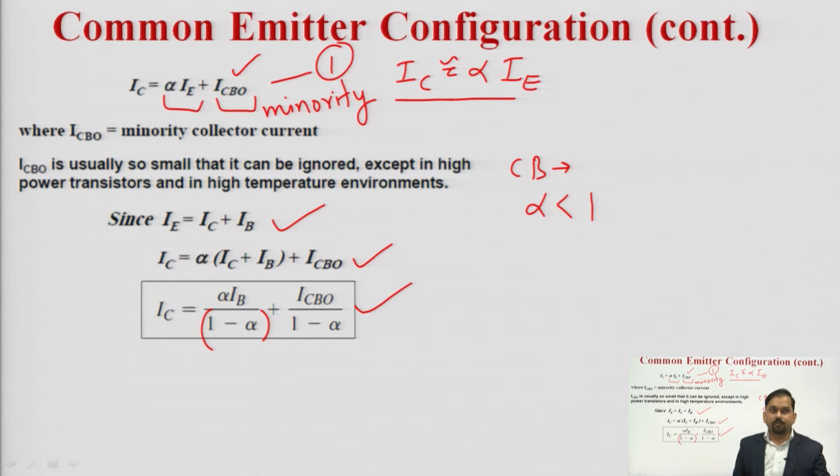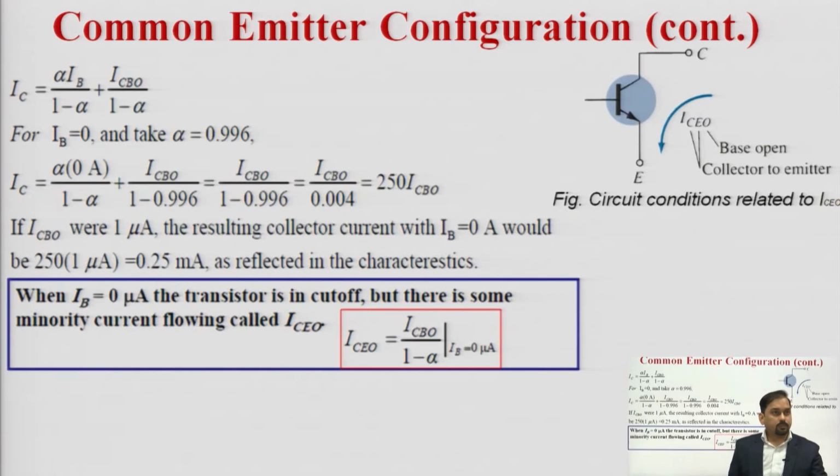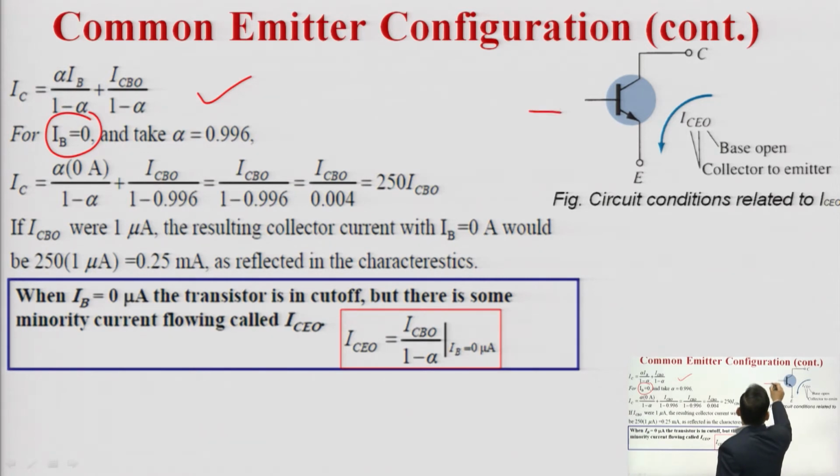So, we will see what is the effect of base current IB on the collector current IC. We have this particular relationship now. When IB equals 0, that means when the base current is 0, in the common emitter configuration this input side, the base circuit, is nothing but open.